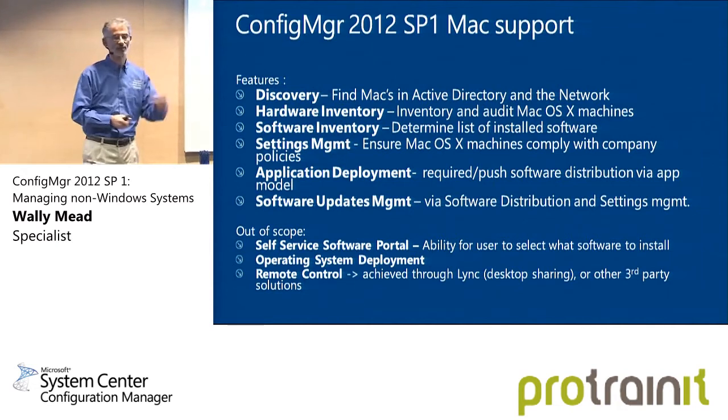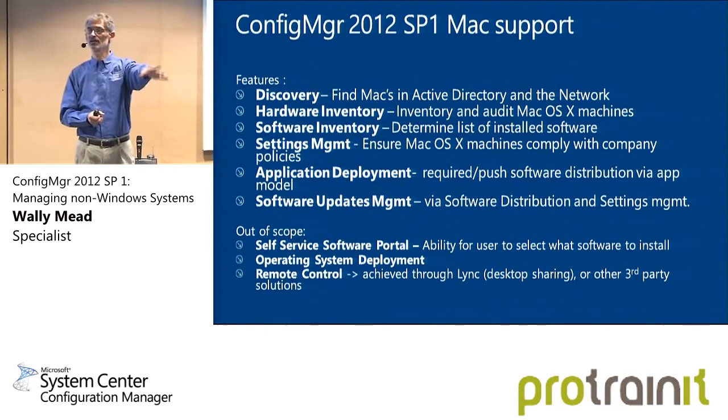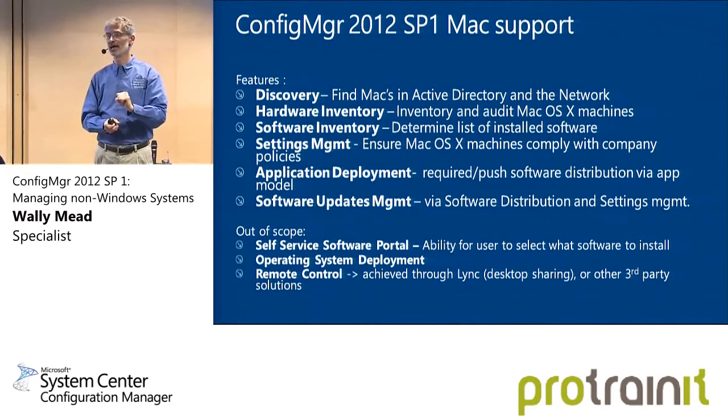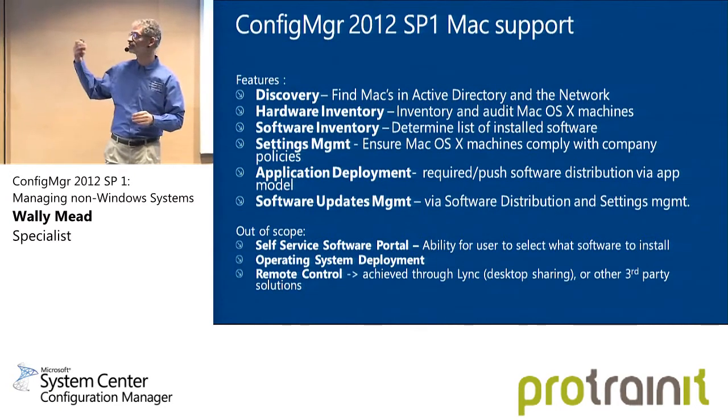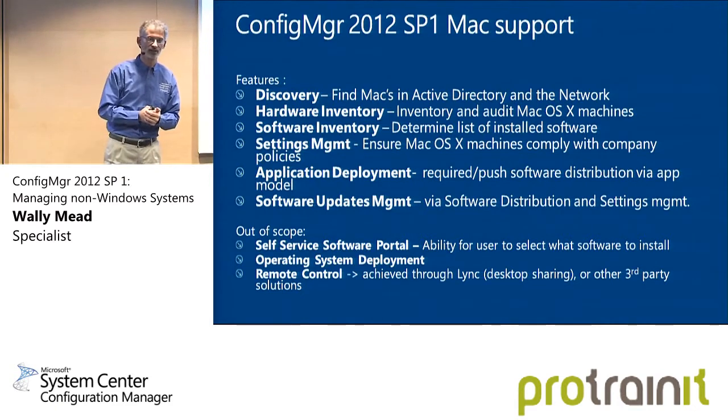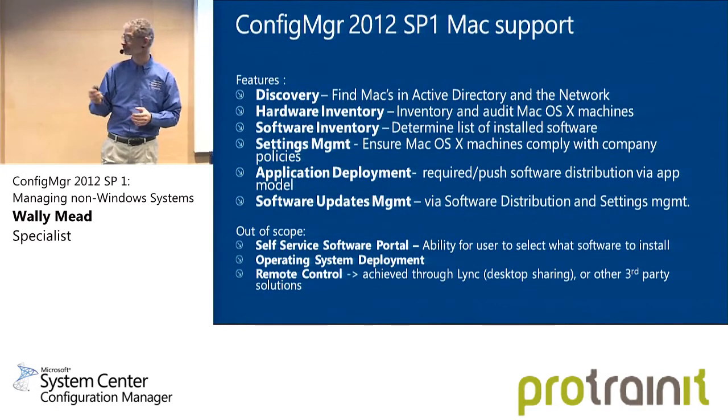So you're doing applications. Remember I showed you the software distribution. It said Mac OS X was an application type. So we're doing it through application deployments. Software updates is done through software distribution. And settings management to verify whether you're compliant or not.